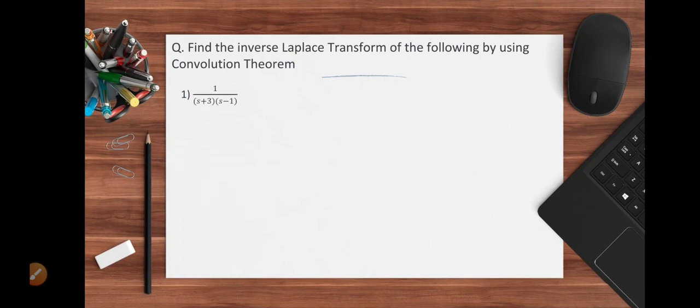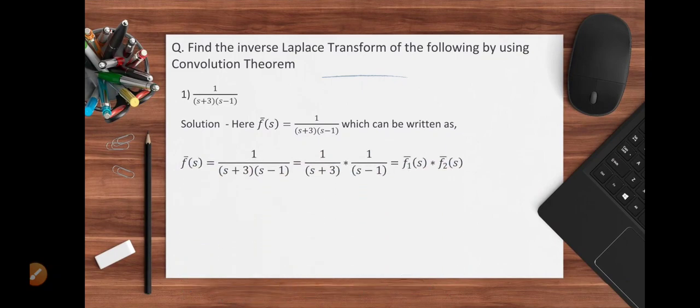The first example we are going to discuss is 1 upon (s plus 3) into (s minus 1). This is a very simple example and the solution can be easily obtained in a few steps while taking integration. So here you have to split the function of s as 1 upon s plus 3 into 1 upon s minus 1. Even though both the functions are simple, I have taken 1 upon s plus 3 as f1 bar of s and f2 bar of s as 1 upon s minus 1.